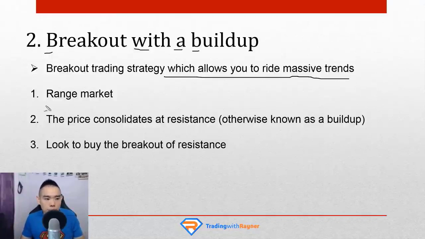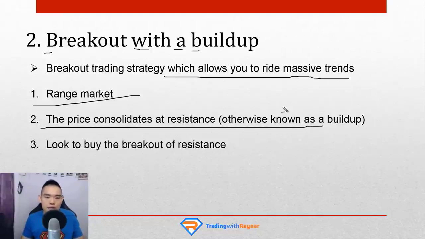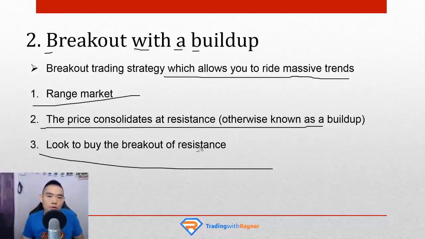So what you're looking for is, number one, a range market. The market has to be in a range. If you want something more objective, look for a range of at least 80 candles or more. Then the price consolidates at resistance, otherwise known as a build up. This is where the price is at resistance and starts consolidating for about 10 candles or so, forming a very nice tight consolidation. I call this a build up. And then you'll look to buy the breakout of resistance after the build up has been formed.